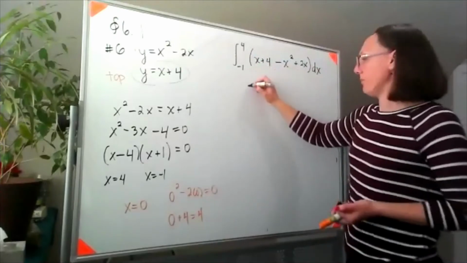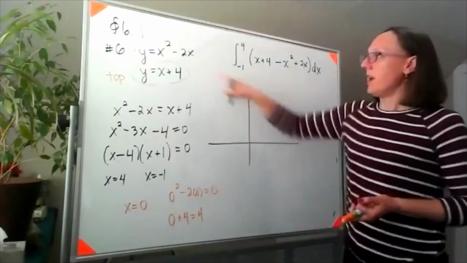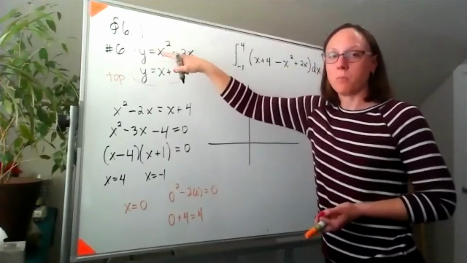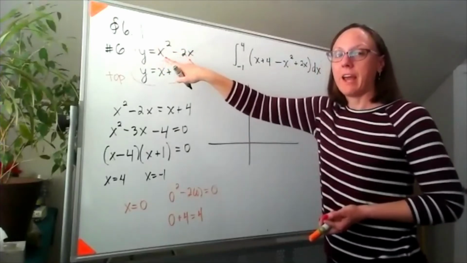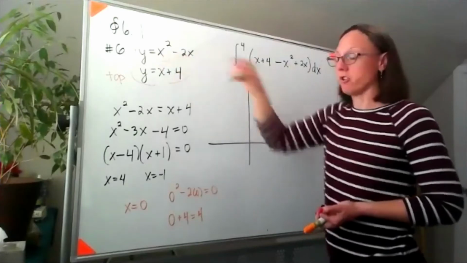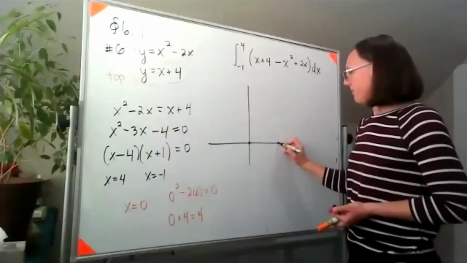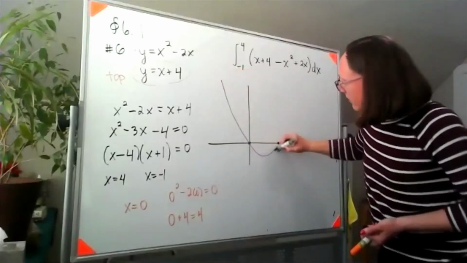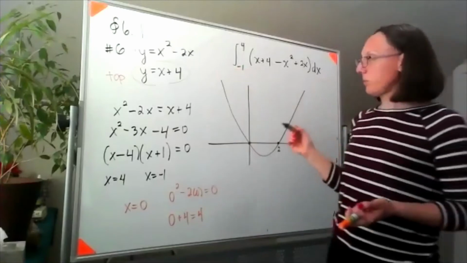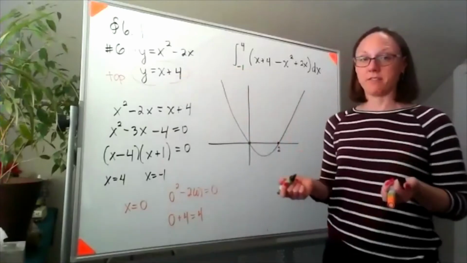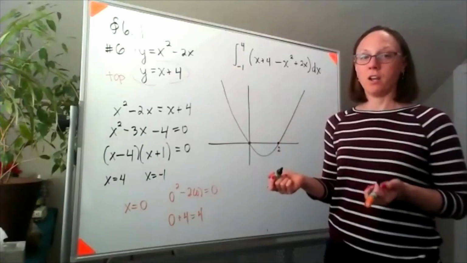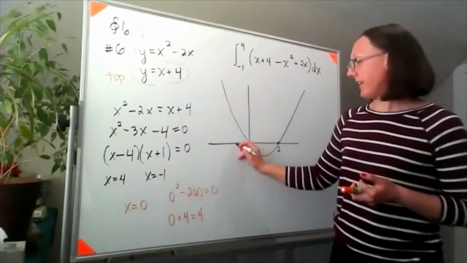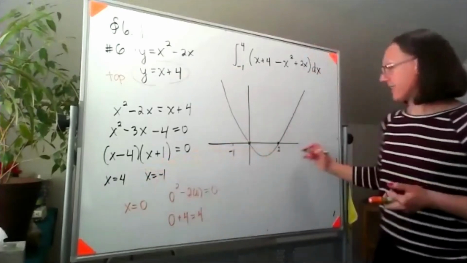which we're asked to do in the problem, I know that this is a parabola. It's a concave up parabola because my x squared term is positive. And from looking at it, I'm going to have x intercepts at 0 and 2. This is a line with a positive slope and a y-intercept of 4. And we already know that these two have to intersect at negative 1 and at x equals 4.